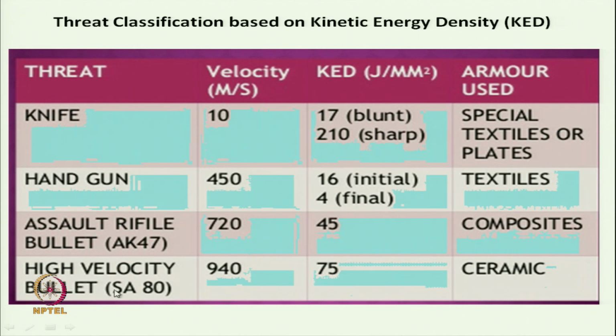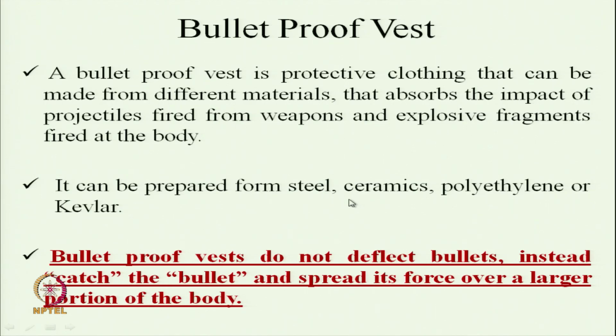For high velocity bullets like SA-8, where the velocity is 940 meters per second, the kinetic energy density is 75 joules per square millimeter, and ceramic armors are needed. The main problem with ceramic armors or composites is their weight. So, we need a bulletproof vest with lighter weight for our protection.